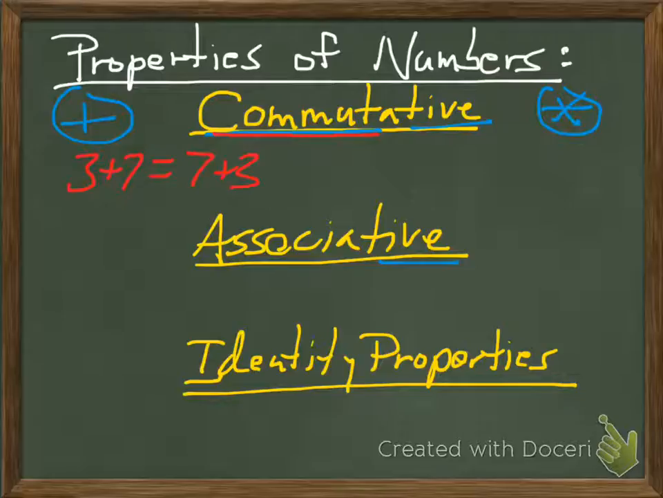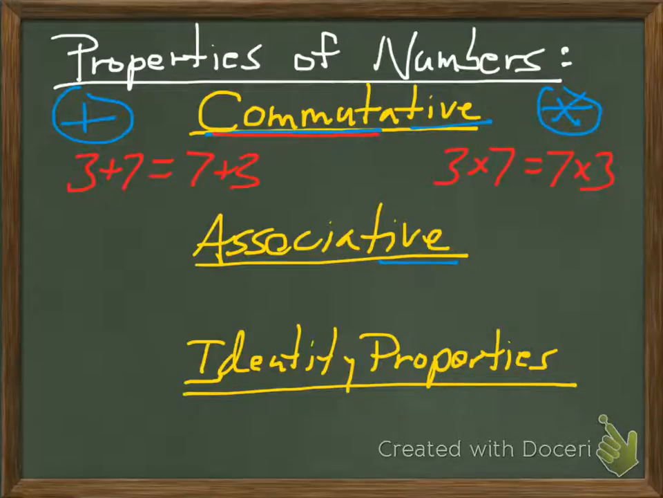Now it also works on multiplication, and you learned this back when you were learning your times tables. Once you knew that 3 times 7 was 21, you also knew that 7 times 3 was 21. Okay, so that's the commutative property of addition or of multiplication, and we do add the "of addition" or "of multiplication" afterwards.